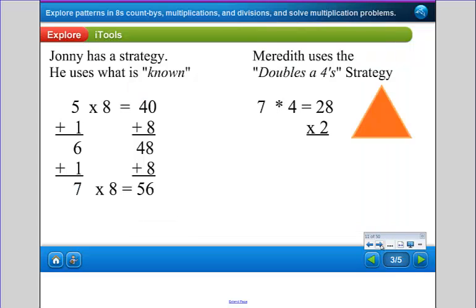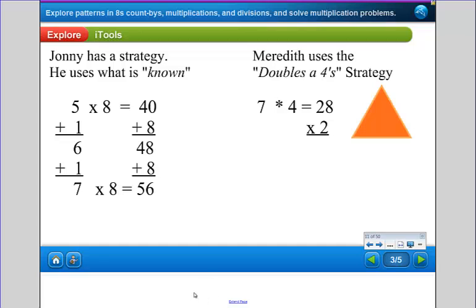Moving on. I'm finding that we need to practice what strategies are. So I've given you 2 strategies right here, so you understand that there's different ways to get to the same number. And we've got Johnny and Meredith. Johnny likes to use what is known. He knows his 5 times tables really well. So he takes 5 times 8 and he knows that's 40. And then he's going to add 8 more to get 48. Then he's going to add 8 more to get 56.